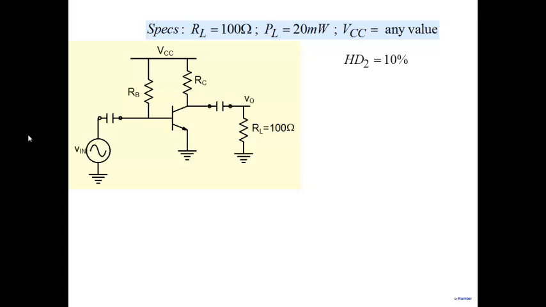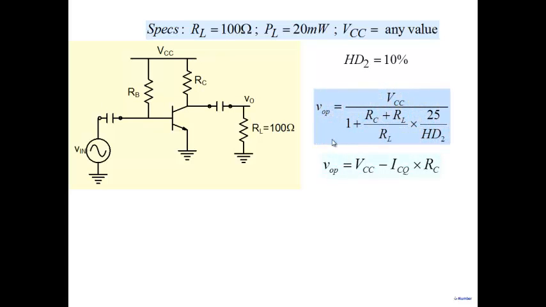Well, you set your target as 10% distortion. You go back to this equation here, VOP. Now the trouble is VCC is also unknown. RC is also unknown. VCC, RC are unknown, and RB is also unknown. Okay, and you have these two equations in front of you. So now the issue is, okay, I have all these values here. How do I choose now? If I have the freedom, how do I choose?